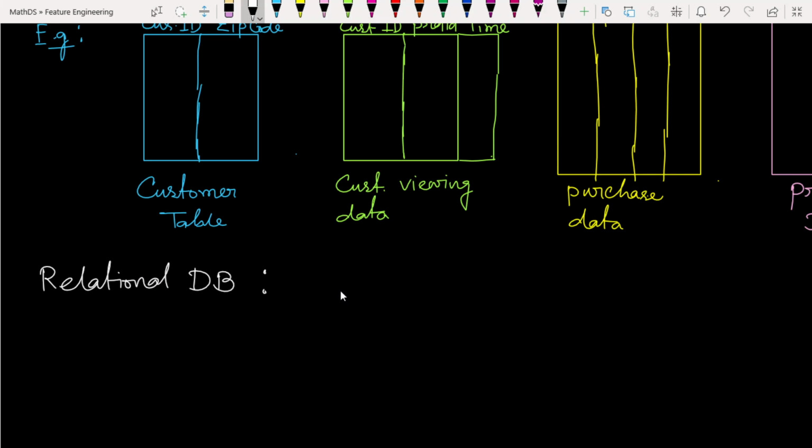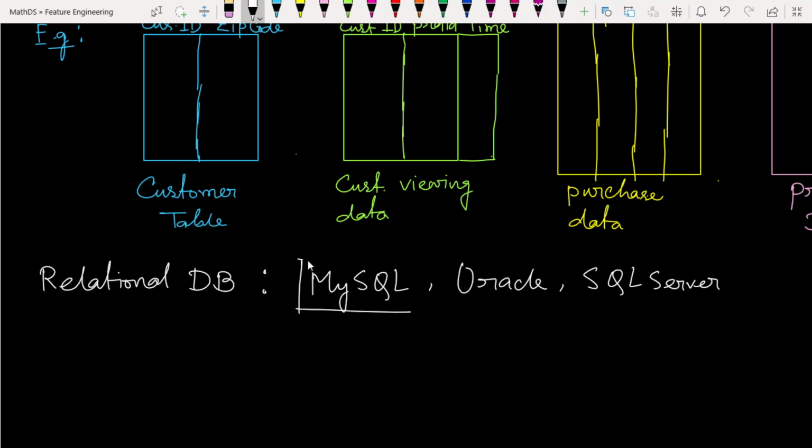Relational databases like MySQL, which is the most popular one in today's world, and another one is Oracle, and SQL Server. These are the relational databases that we have used. And in this course, in this channel, we are discussing the MySQL language in detail, and how it is actually useful in real case studies. You'll see this in detail.